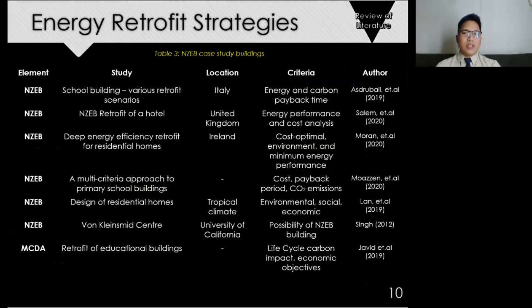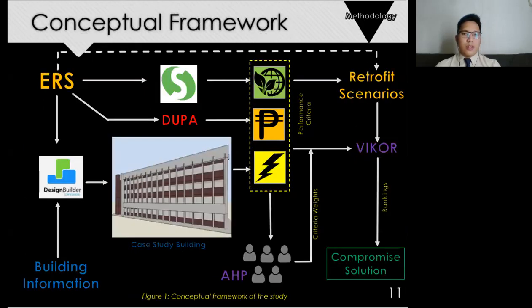As previously discussed, the concept of net zero energy building is developing around the world. Theoretically, studies have explored the feasibility of a net zero energy building using various energy retrofit strategies, multivariate criteria, and validation methods. It should be noted that most of these studies prove that NZEB is feasible given appropriate analysis and methods. This figure presents the conceptual framework of the study.